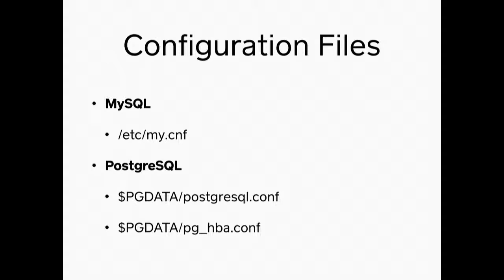Let's talk about configuration files. In MySQL, you've got /etc/my.cnf or /etc/mysql/my.cnf if you're running a Debian-based distribution. And in Postgres, you've really got two files that you immediately care about. That's postgresql.conf and pg_hba.conf. And both of those live in the Postgres data directory.